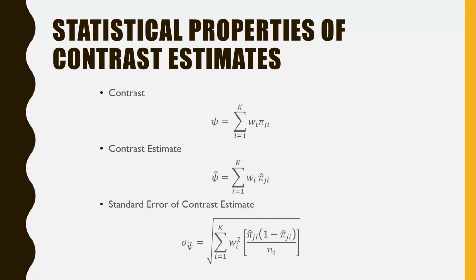The standard error of a contrast estimate, this looks like a scary formula, but it's not too bad, and you'll see it in action when I do an example. We're taking the proportion times 1 minus the proportion, dividing it by the number that went into calculating that proportion. That should sound familiar. When we were taking a standard error of a mean, we took the mean, divided by the number that went into calculating that mean, and we also multiplied it by the square of the weights.